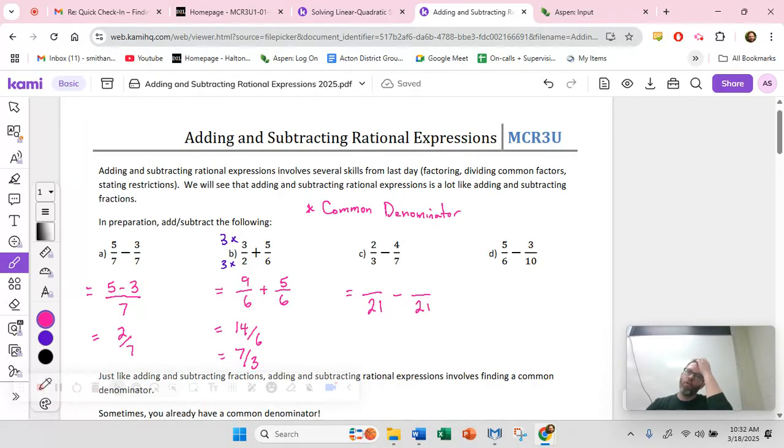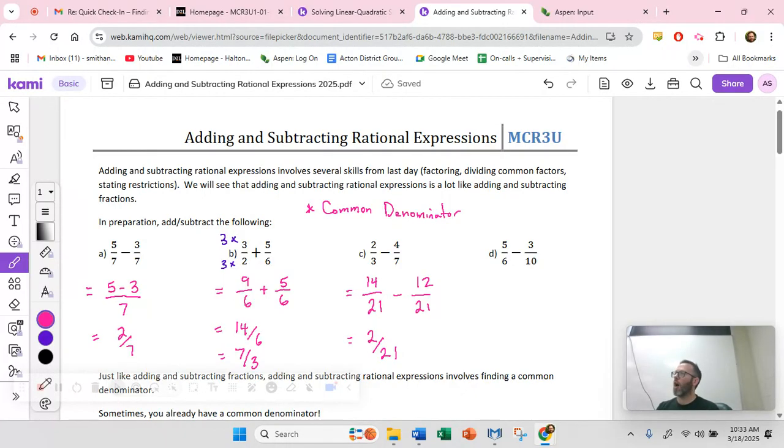2/3. We got to multiply 2 by 7. 14/21. And 4/7 times 3 times 3, 12/21. I'm getting 2/21. How about you guys? 2/21? Hey, it's adding, subtracting fractions. Can you guys try the last one?